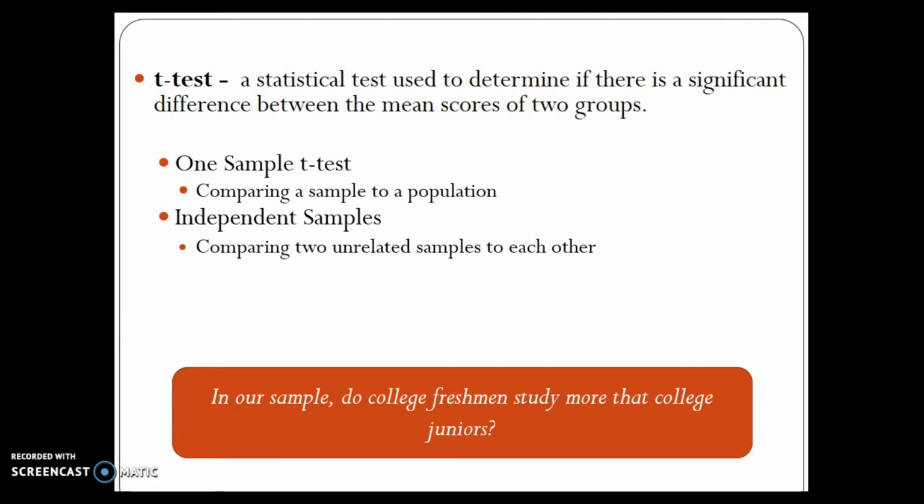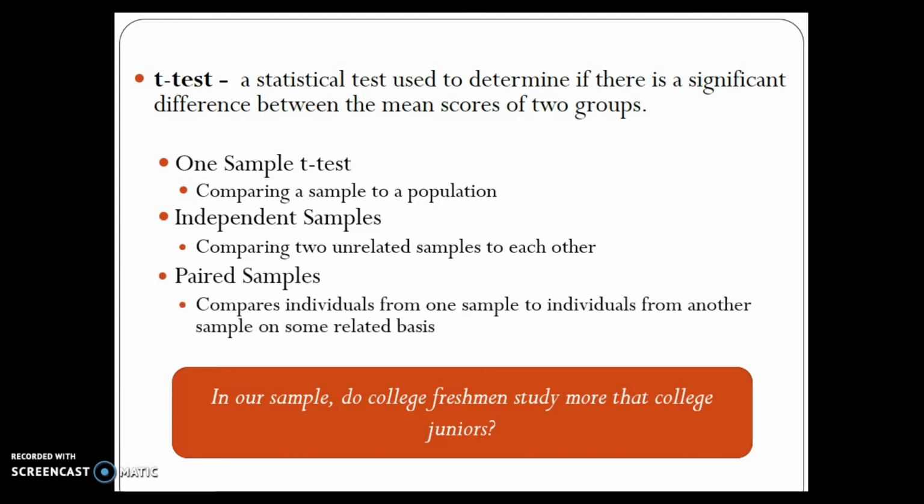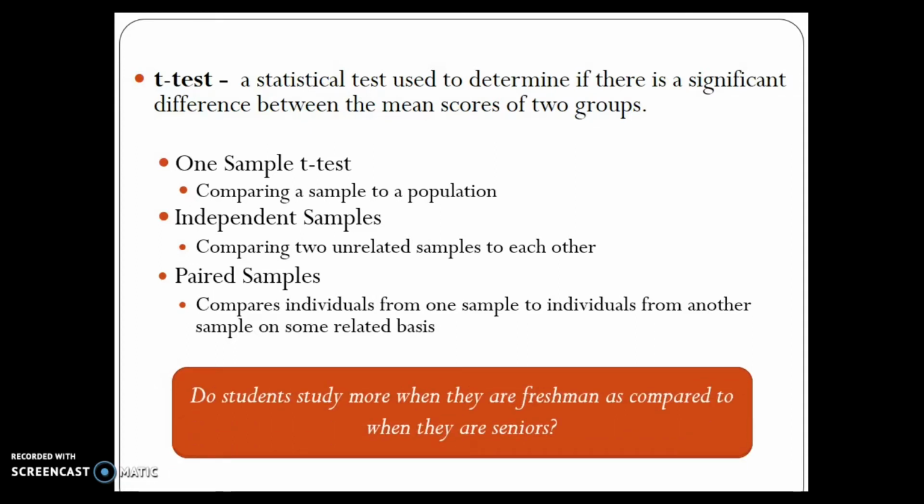If the two groups do have something in common, you would consider using a paired samples t-test. So it compares individuals from one sample to individuals from another sample on some related basis. You would also do this in some longitudinal data if you're looking at time 1 versus time 2 of data collection. For instance, a question here, do students study more when they are freshmen as compared to when they are seniors? So you would examine the number of hours studied as a freshman and then assess them again when they are seniors. There you would do a paired samples t-test.